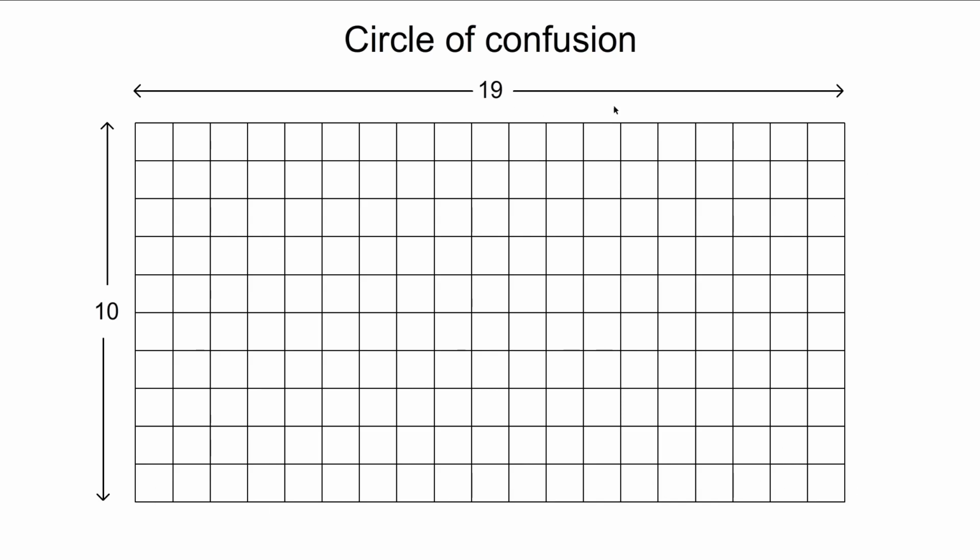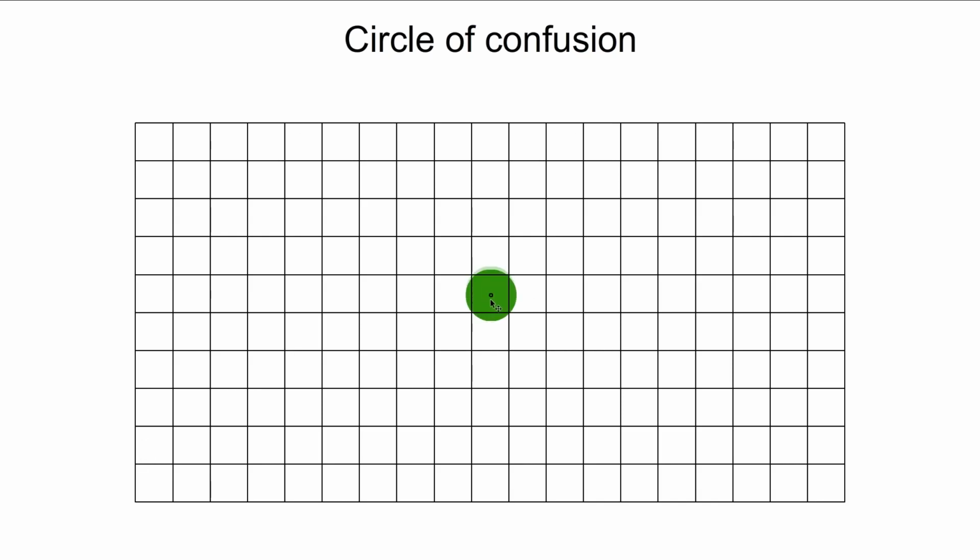I've got a very low resolution camera sensor here, 19 by 10. Now let's imagine this green spot is a point that's acceptably in focus on this sensor at the moment, because it's basically fitting into one pixel. Each one of these squares is a pixel. If it starts to overlap other pixels too much, it's going to start to become a blurry blob, but right now it's a single point. Obviously in high resolution sensors, these are going to be crammed together and this dot's going to be much smaller, but let's keep things simple and keep it low res for the sake of simplification.